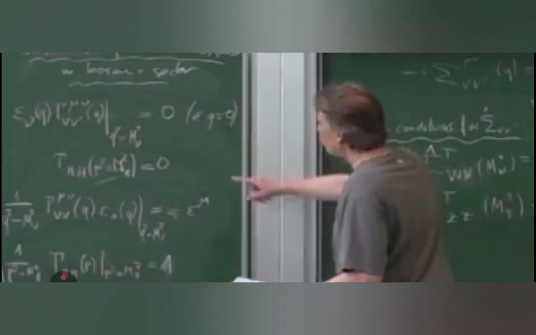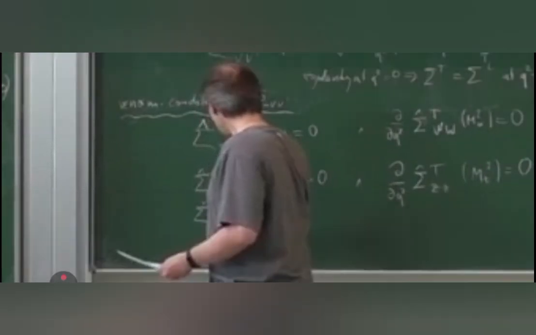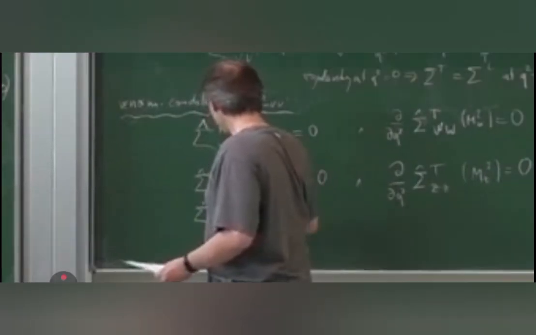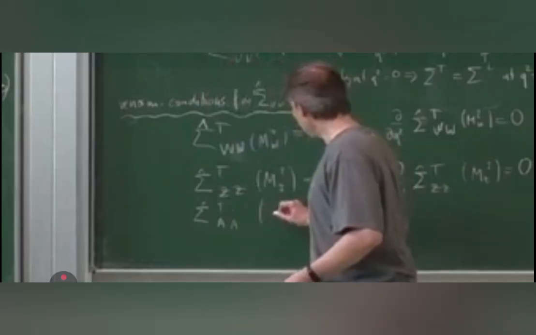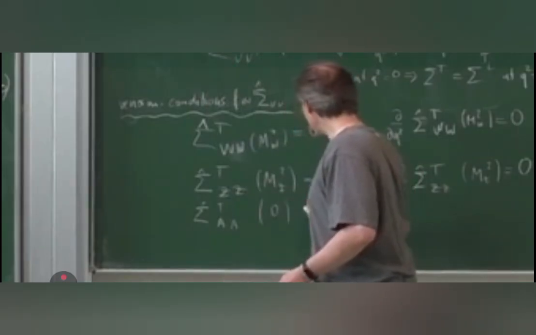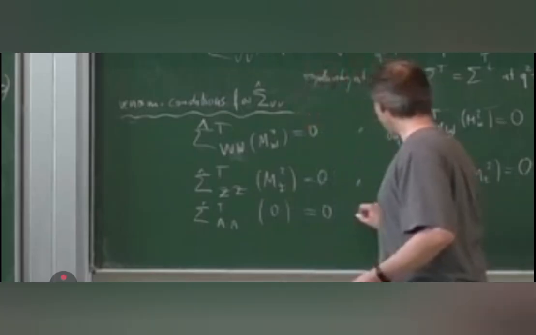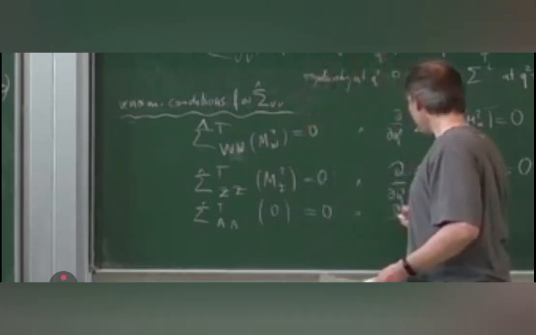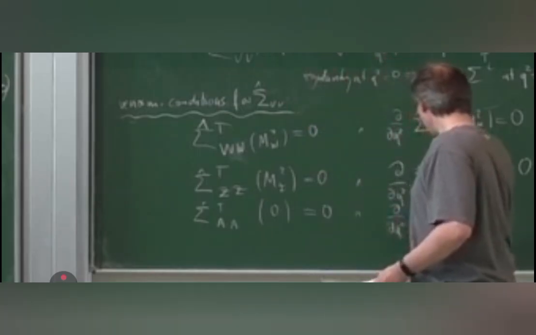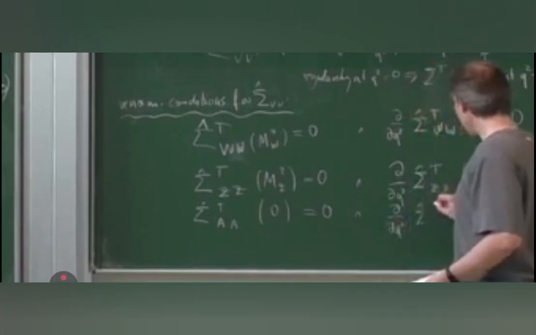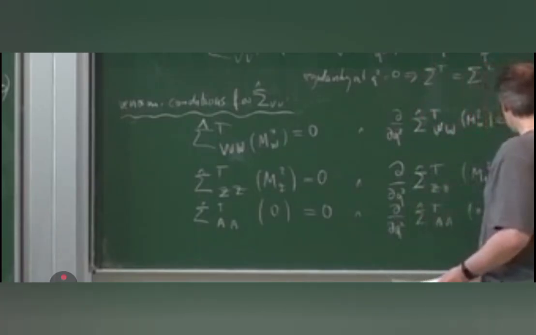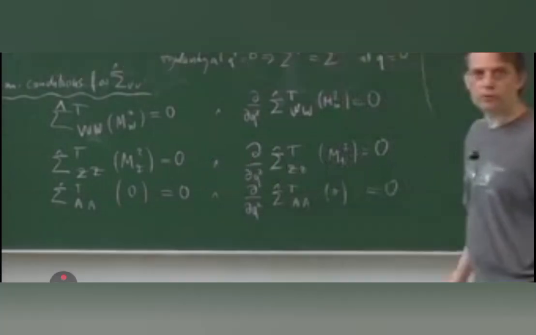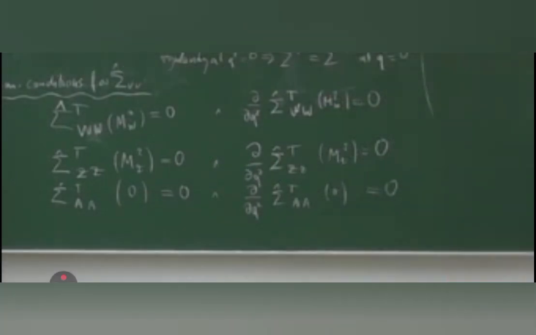For the photon, let us look at the diagonal term sigma hat AA transverse at p square equals 0, which also has to vanish, and d by dq square of sigma hat transverse AA at 0 needs to vanish as well. This is the same condition as in QED.